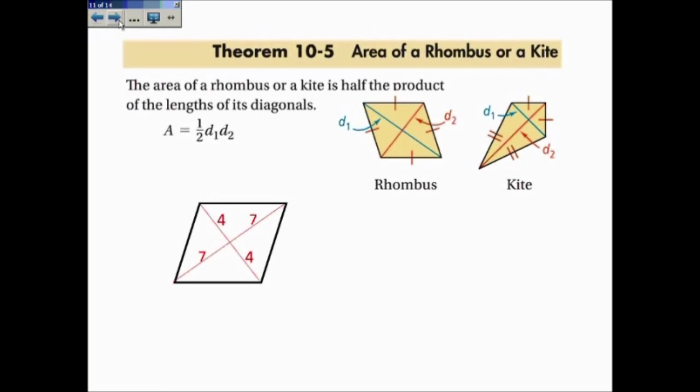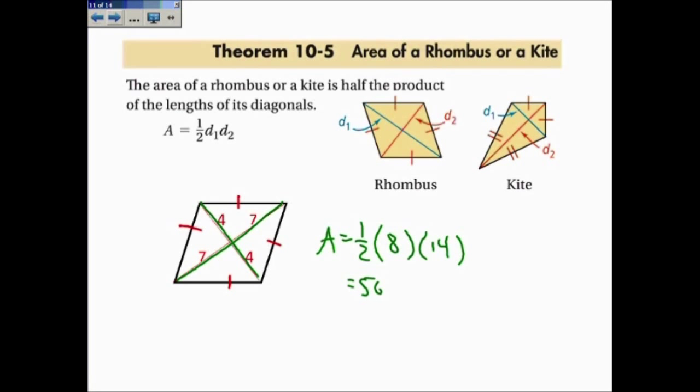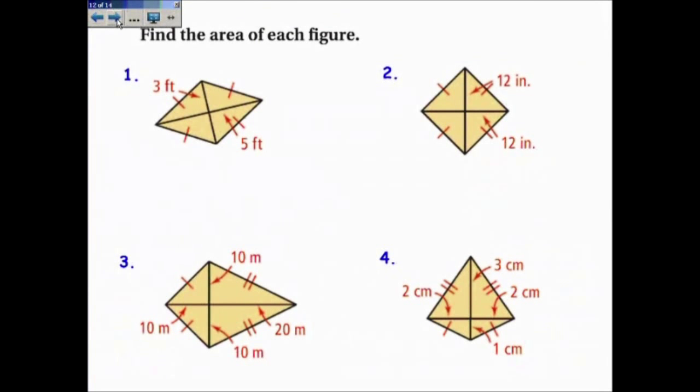So I have a rhombus drawn out down here. One diagonal is 8. So the area is going to be 1/2 times 8 times the other diagonal of 14. So I do 8 times 14 divided by 2, and I get 56. I don't have a unit, so it's square units, but the area is 56. Let's try a few more examples like that.